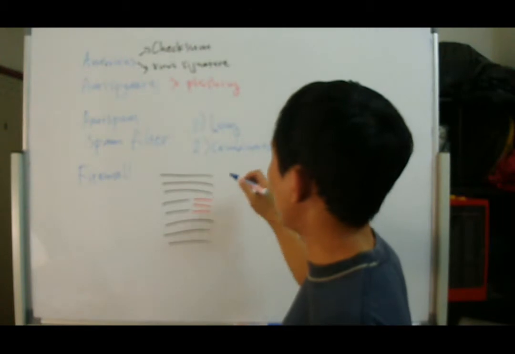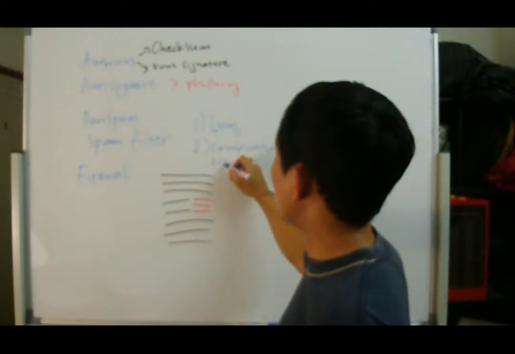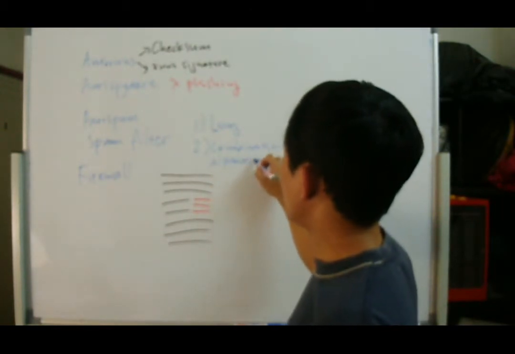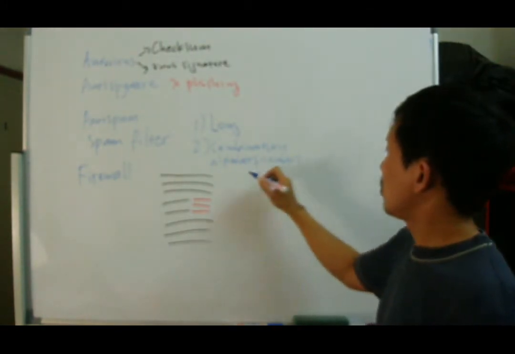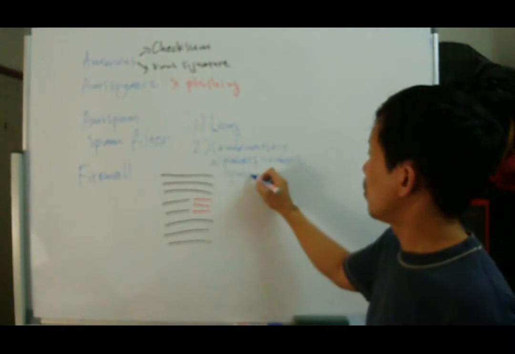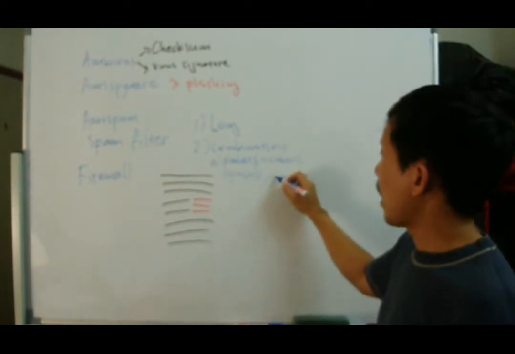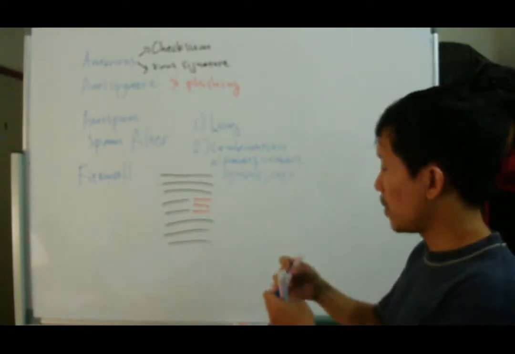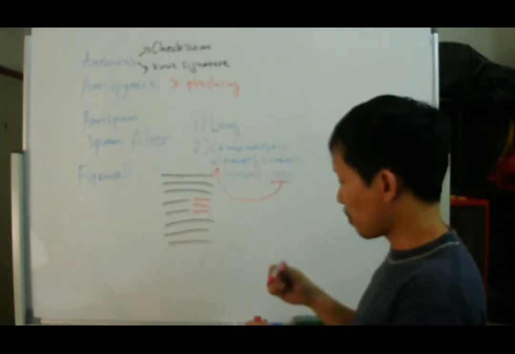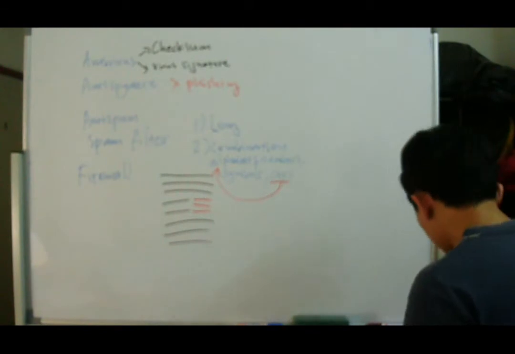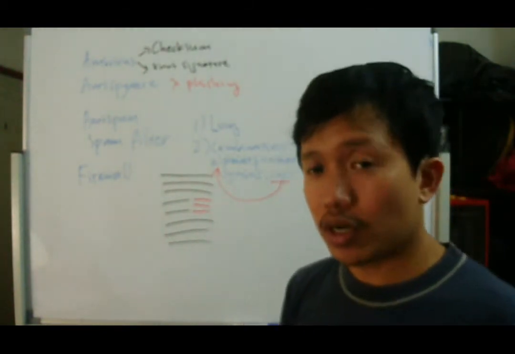a combination of alphabets, numbers, symbols, and caps. Caps is basically alphabet, meaning you can use capital letters and small letters for your password, right?